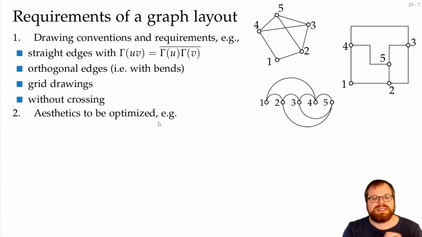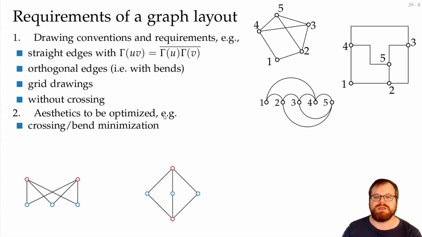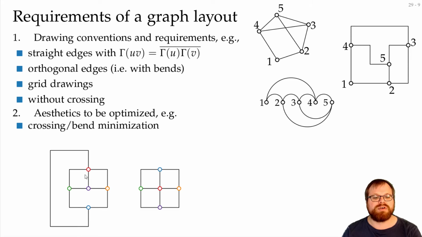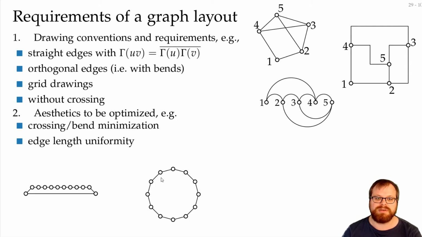Then there are aesthetics that we want to optimize. So these are hard constraints, something that we have to do, and now there's something that we want to do as well as possible. For example, we want to minimize the number of crossings like here. Here we have a drawing with 3 crossings. This has 0, so this is better. Or the number of bends. Here we have 1, 2, 3, 4, 5, 6, 7, 8 bends. And here in the drawing of the same graph we only have 4, so this is better.